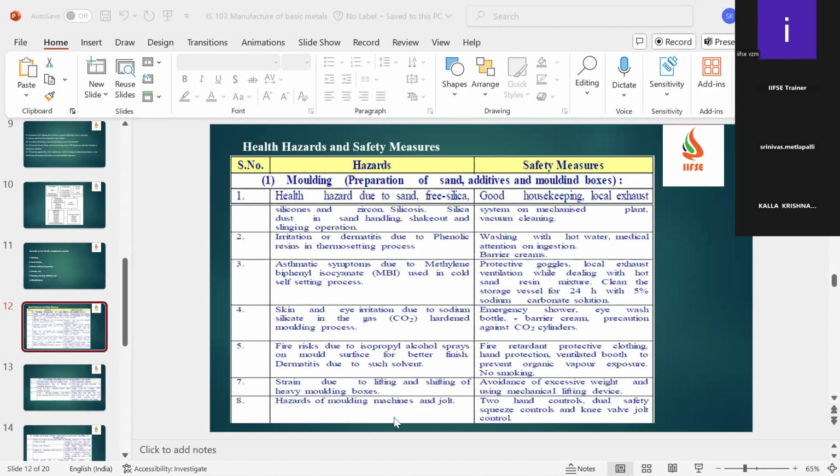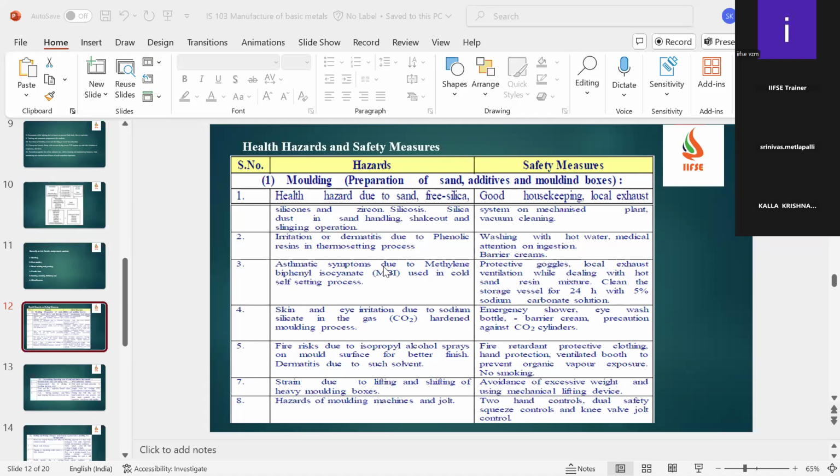Hazards of molding machines and also jolts. It is nothing but, for making these molds, what are the machines we are using, and the specific hazards of those machines. Okay, these are the hazards. Basically, exposure to the silica, exposure to the resins, exposure to the surface finishers, which means all these are chemicals, two chemicals and one silica.